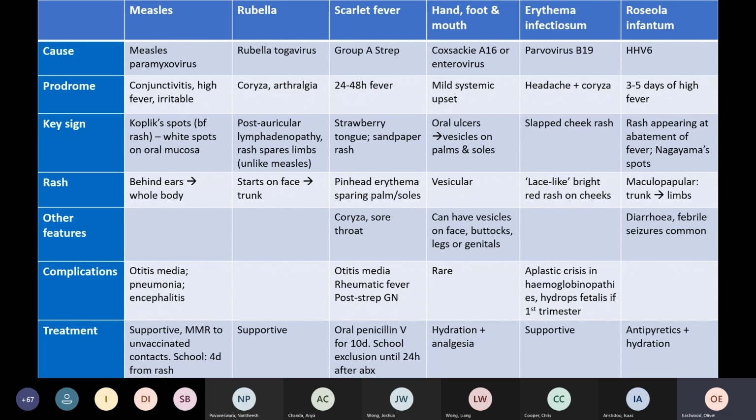So this is my big bad table of the exanthems, when you get a fever and a rash. I'll leave most of this for you to look through in your own time. I think the key signs are the most important part to distinguish them from others, so I've included that as your SBA tip for how you're going to tell them apart.